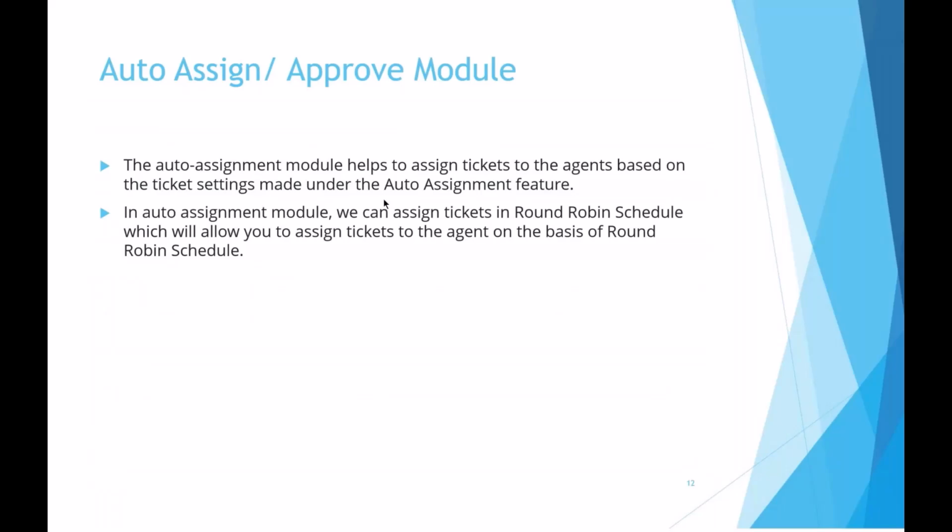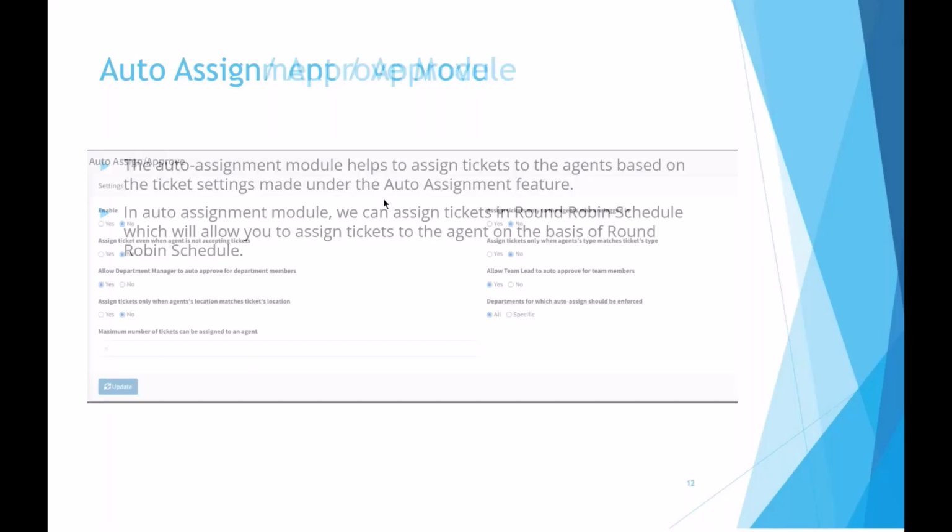So next, talking about the auto assign and the auto approve module. In this auto assignment module, it helps to assign tickets to the agent based on the ticket settings made under the auto assignment feature. So in the auto assigning feature, we can actually assign the tickets in a round robin schedule, which will help you to assign tickets to the agent on the basis of the round robin.